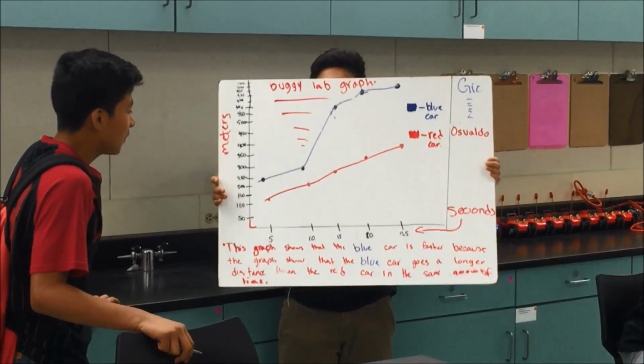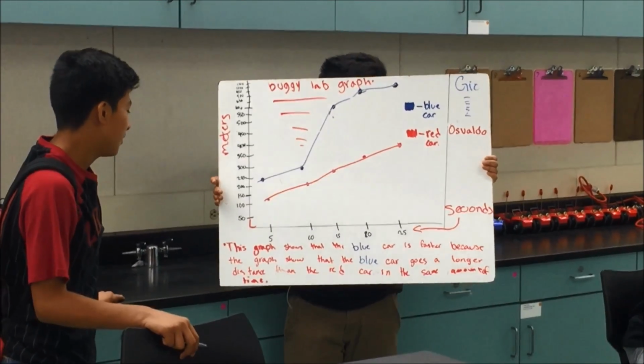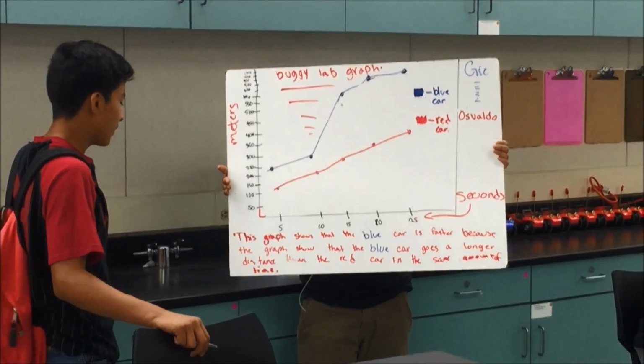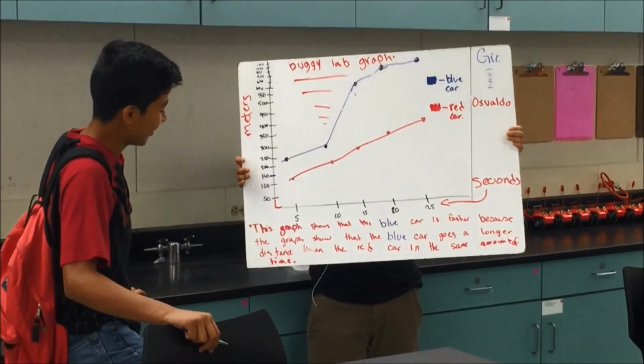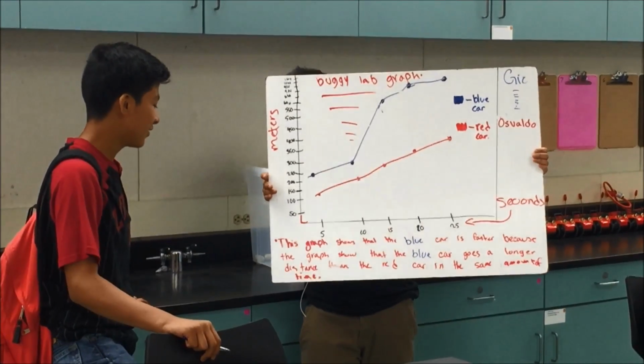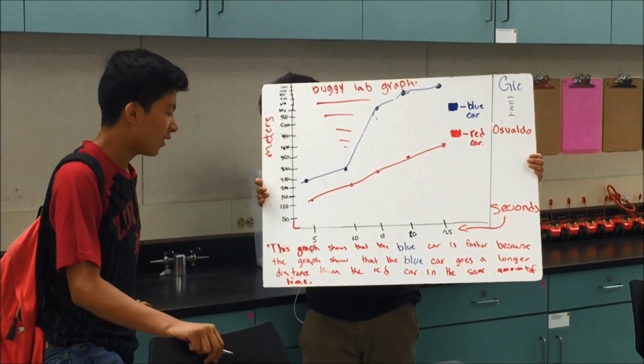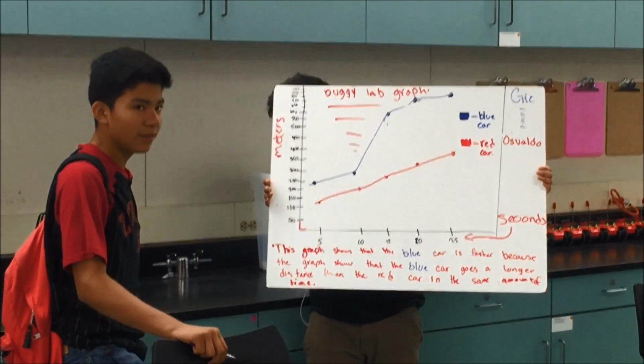The graph shows that the blue car is faster than the red car. It's faster because the graph shows that the blue car goes a longer distance than the red car in the same amount of time.